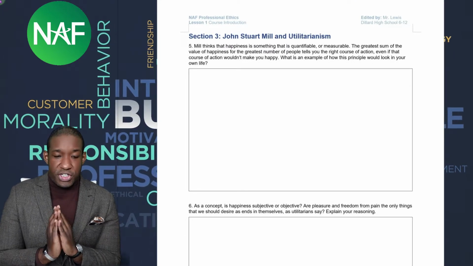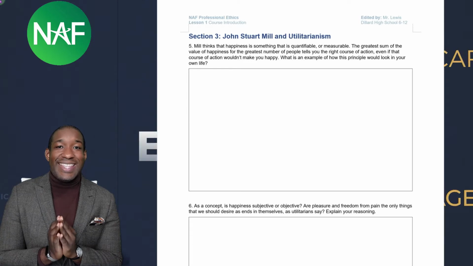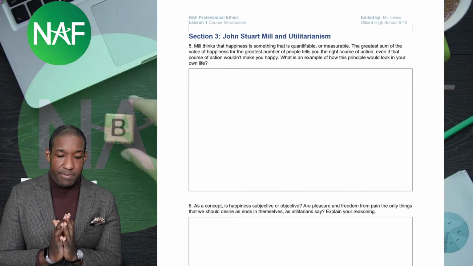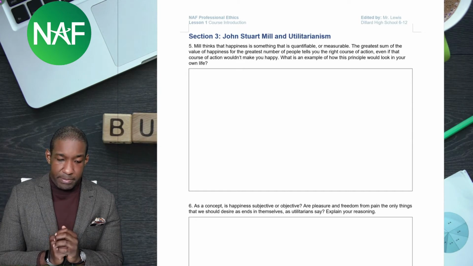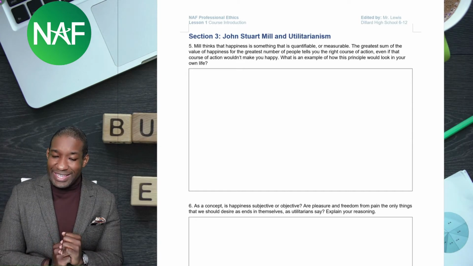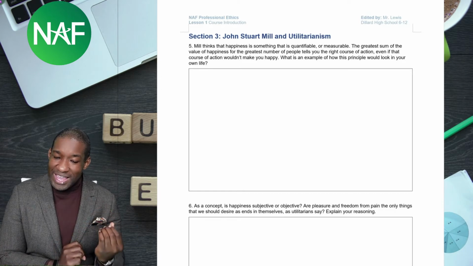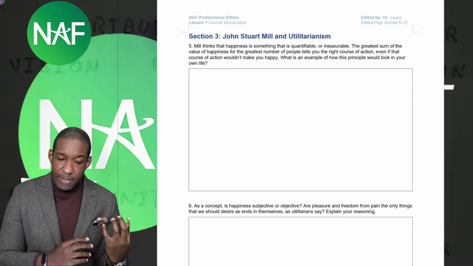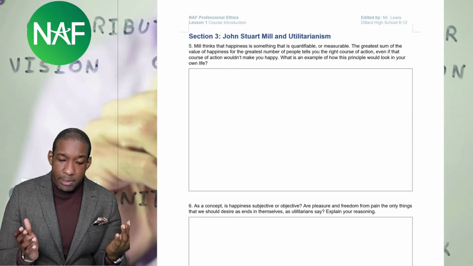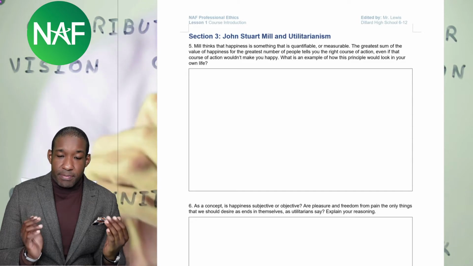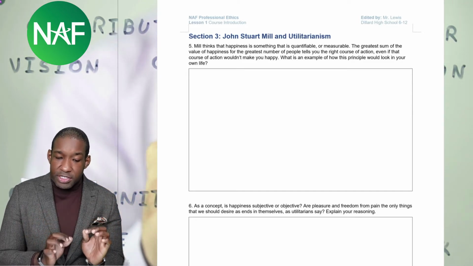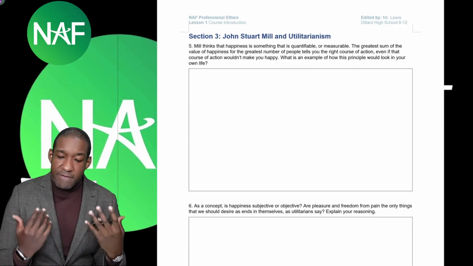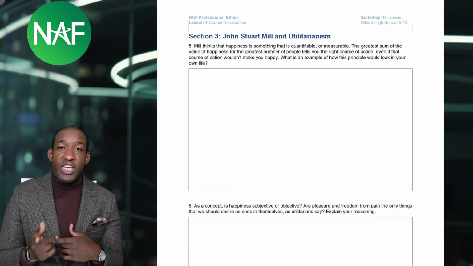So in your worksheets in front of you, you will answer these next two questions regarding John Stuart Mill and utilitarianism. The first question: Mill thinks that happiness is something that is quantifiable or measurable. The greatest sum of the value of happiness for the greatest number of people tells you the right course of action, even if that course of action wouldn't make you happy. What is an example of how this principle would look in your own life?